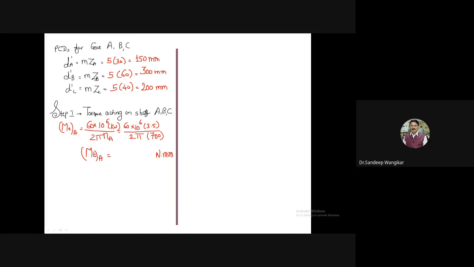Now what is the answer? Let me know. After substituting all the values, you will get the torque transmitted by A as 47,746.48 Newton millimeter. So I will write it down here. This is your value for torque transmitted by A.